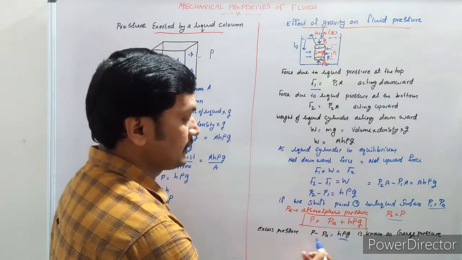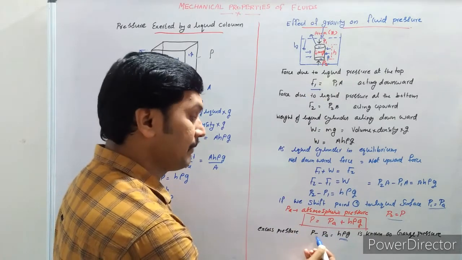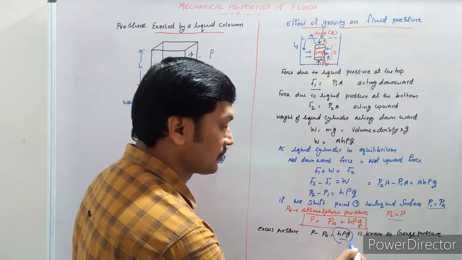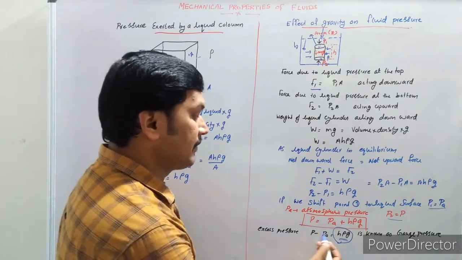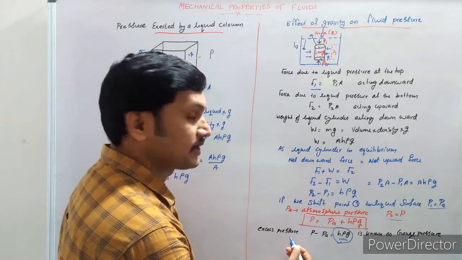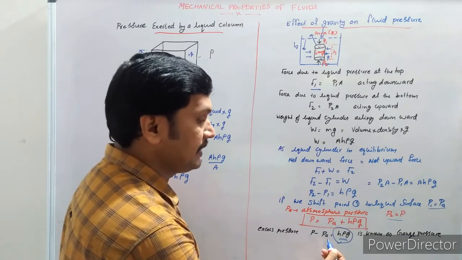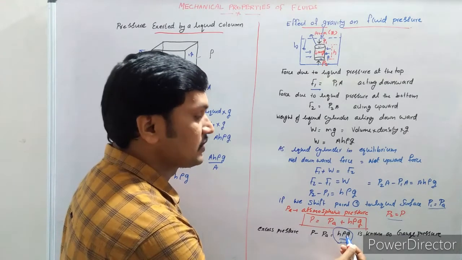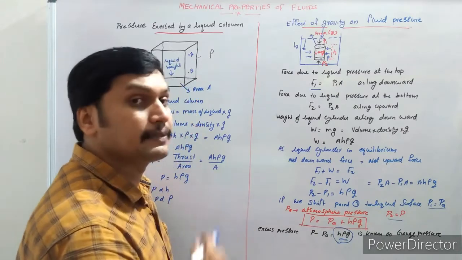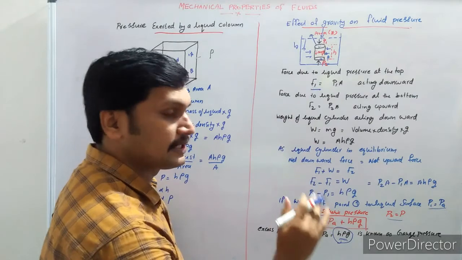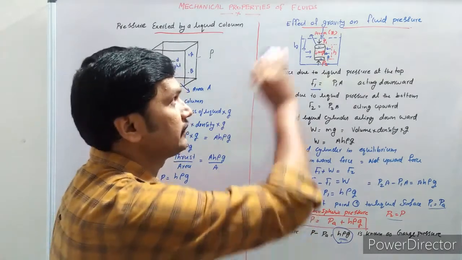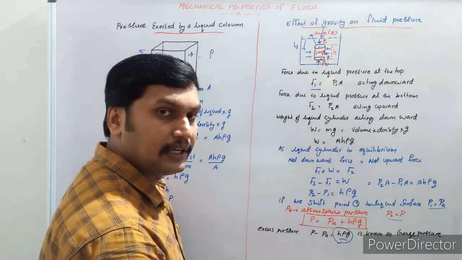And the difference between P and PA, P minus PA is equal to H rho G, is known as gauge pressure. That is P minus PA, the excess pressure. P minus PA is equal to H rho G is known as gauge pressure. The gauge pressure at a particular depth H is equal to H rho G. So that's the effect of gravity on the liquid pressure.